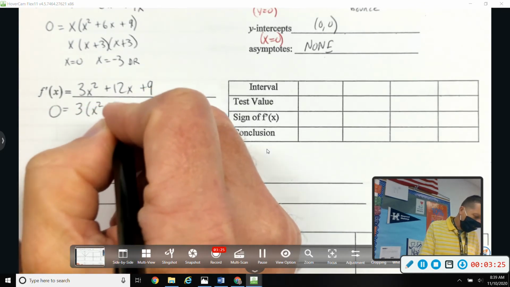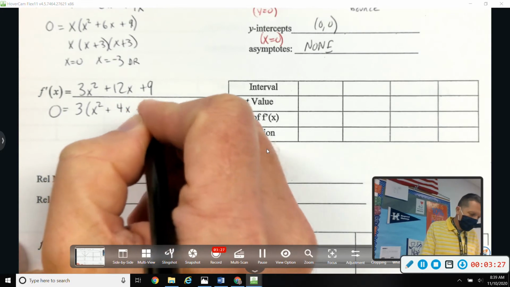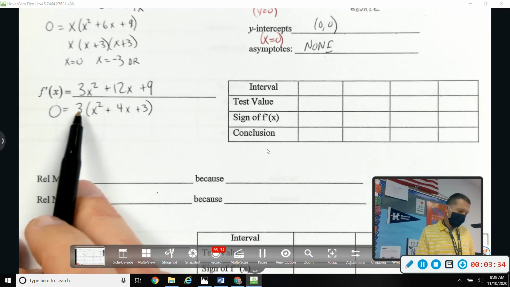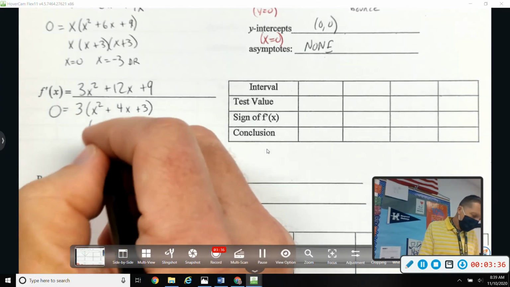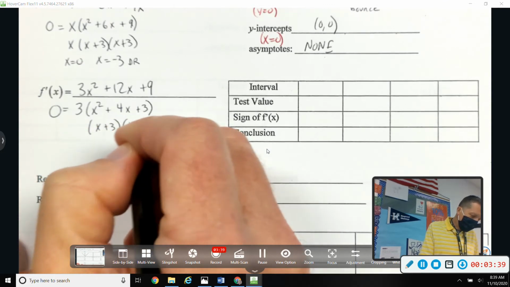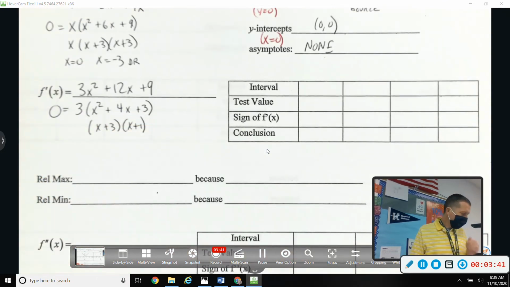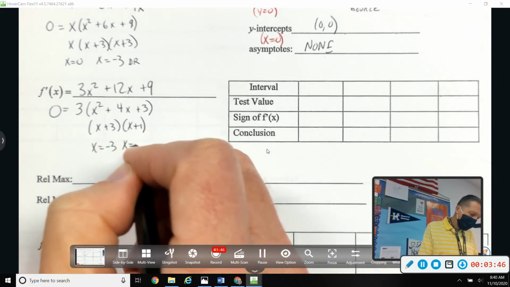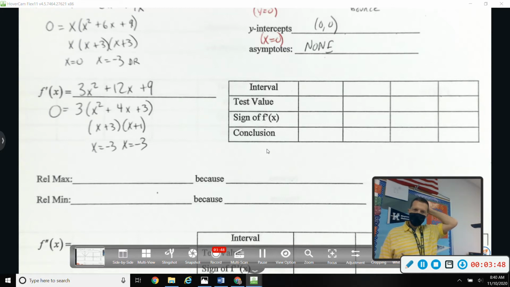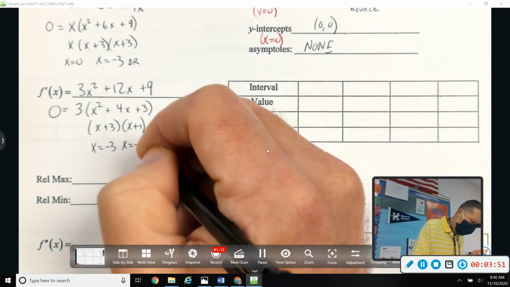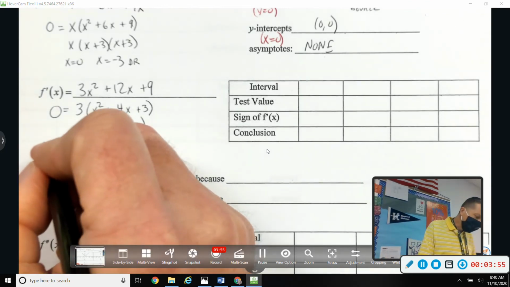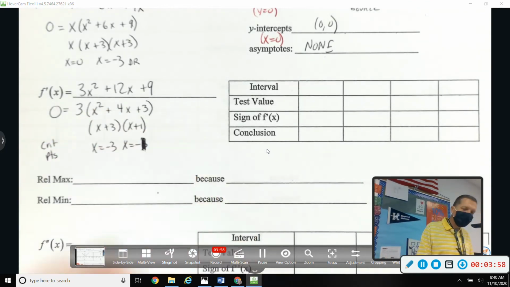We can factor out a 3. Of course, a 3 out front does not lead to any zeros, right? That's just a number out there. Hopefully we can still factor. X plus 3, x plus 1. So x equals -3 and x equals -1. So those are critical points. Those are potential maxes or mins.